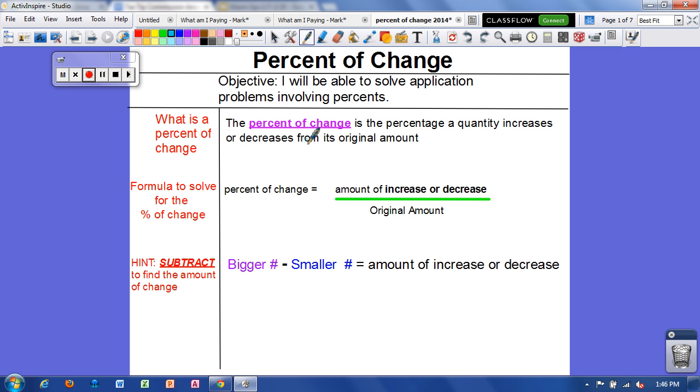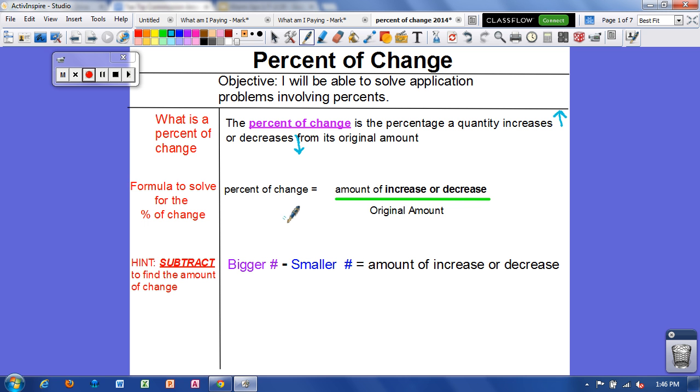The percent of change is the percentage a quantity increases or decreases from its original amount. Keep in mind that if a quantity increases, it's getting greater in quantity or bigger. If it decreases, then it's getting smaller in quantity or less in quantity.